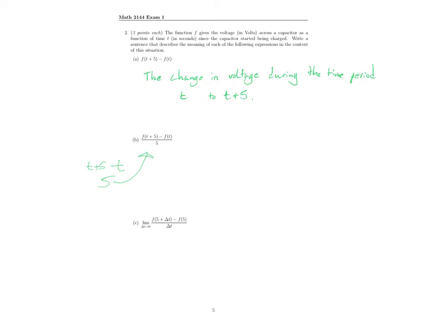So since we're looking at slope, we're finding the rate of change, and in this case, we're finding the average rate of change during the time period t to t plus 5 seconds.